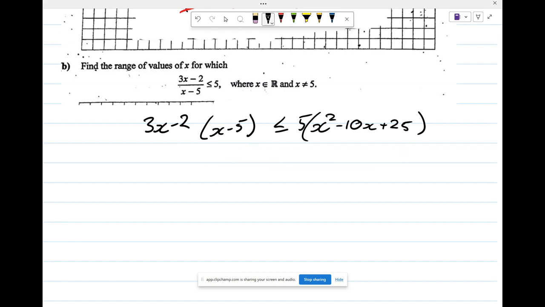So just to recap what we did, we multiplied both sides of this equation up here by x minus 5 squared. Why did we do that? Well, we know that x minus 5 squared is definitely positive.